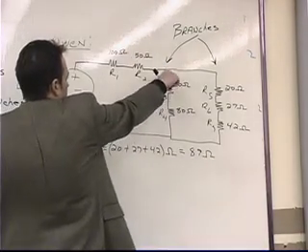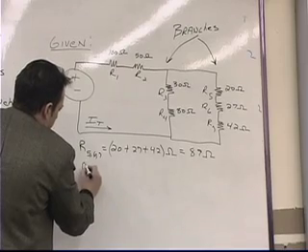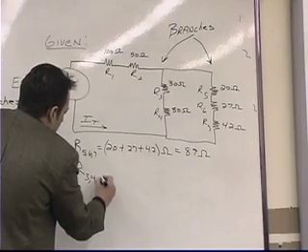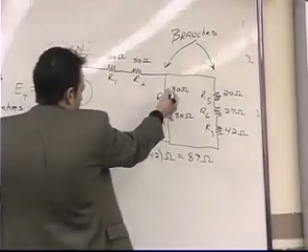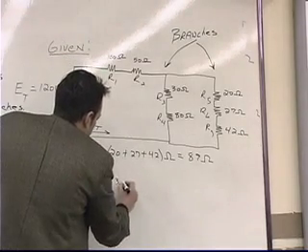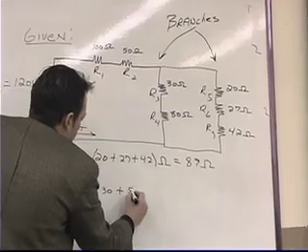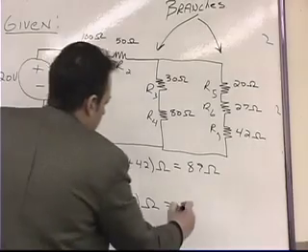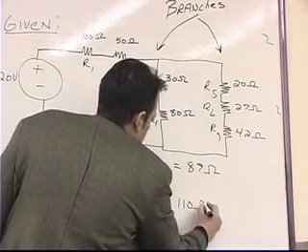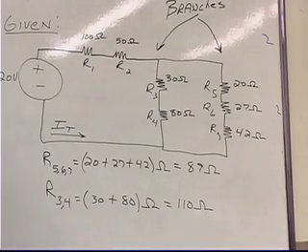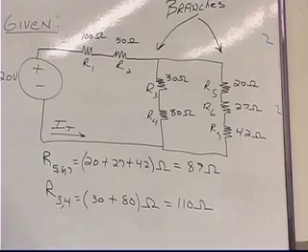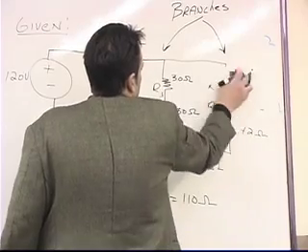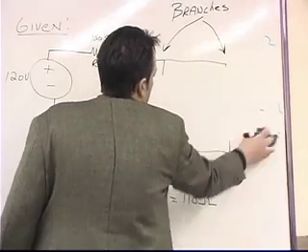We could then come to our second branch and combine resistor 3 and resistor 4. So R3,4 would be equal to the algebraic sum of those two resistors. So that would be 30 ohms plus 80 ohms, which would be equal to how many ohms? 110 ohms. Okay? So what we're going to do at this point is go ahead and erase these resistors, and substitute them with their equivalent resistance values.